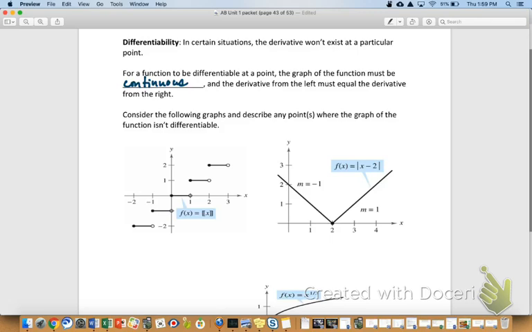So if you look at these first two, why would there be a bunch of points of non-differentiability on that graph on the left? Say again? Not continuous. You can see this is the classic step function, the greatest integer function. So this is not continuous at multiple points, and at each of those points where the graph is not continuous, those are all going to be points of non-differentiability as well. Okay?